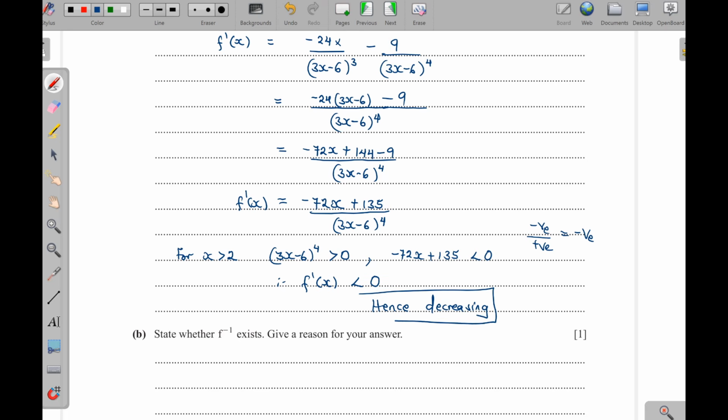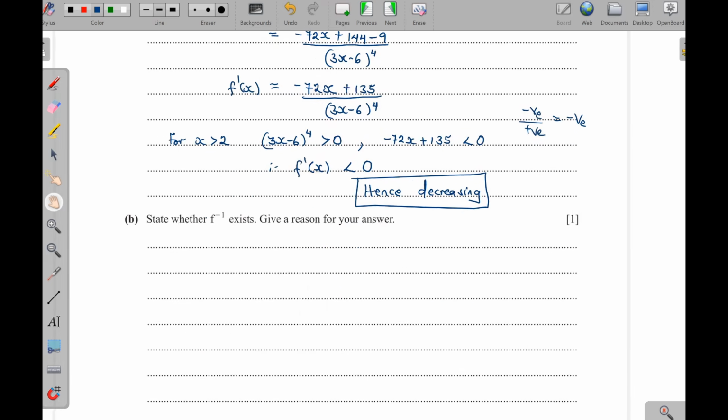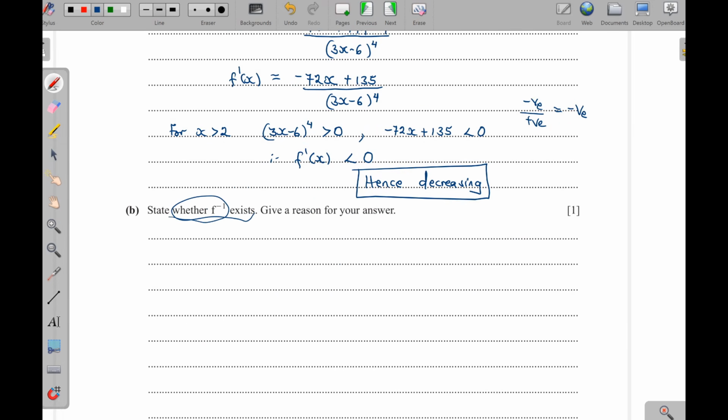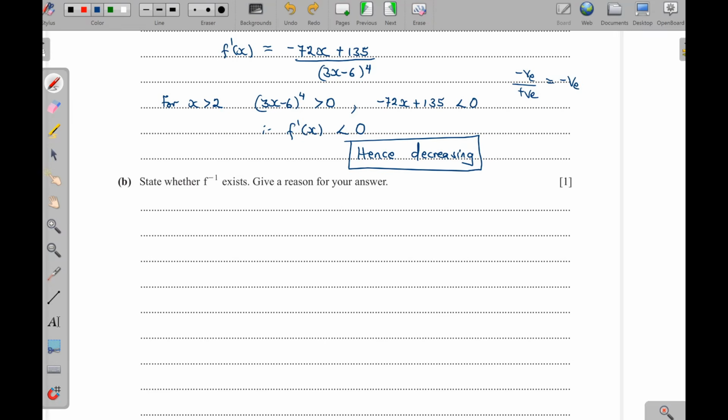So that is that. Then part B, state whether the inverse of this function exists. Give a reason for your answer. The inverse only exists if a function is 1 to 1. Okay? So if the function is decreasing, it is continuing to decrease. It doesn't have a turning point. That means each x coordinate gives one y coordinate. So it makes it a one-to-one function.